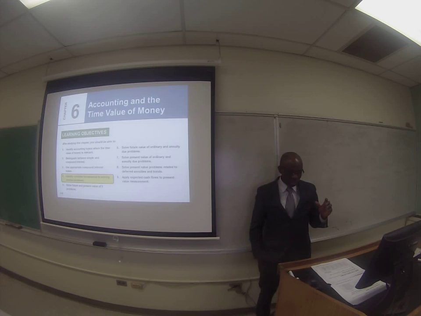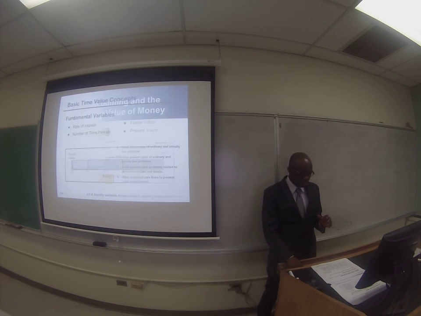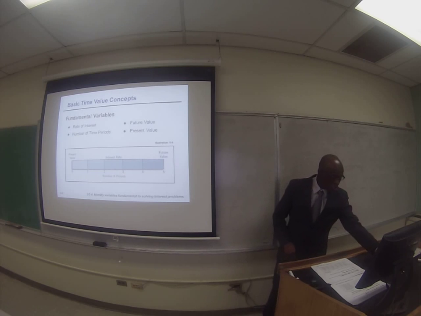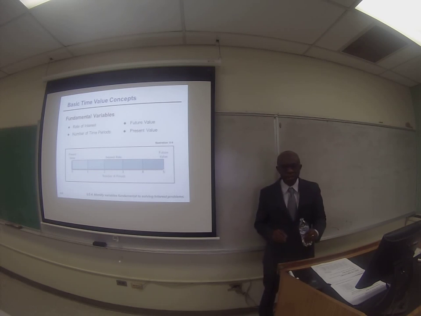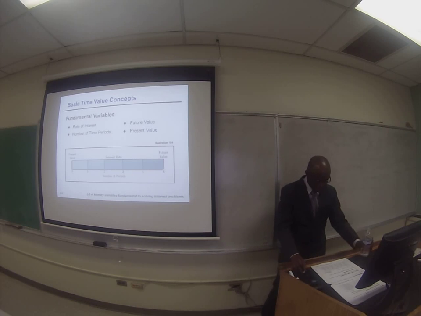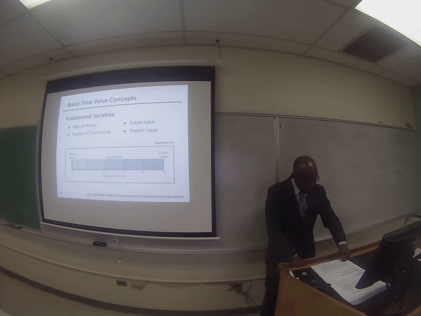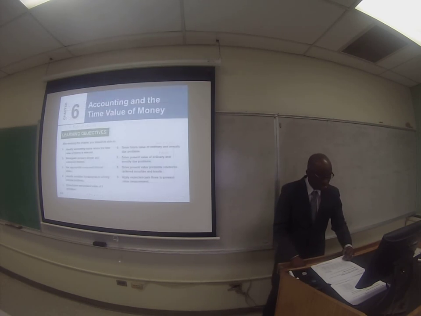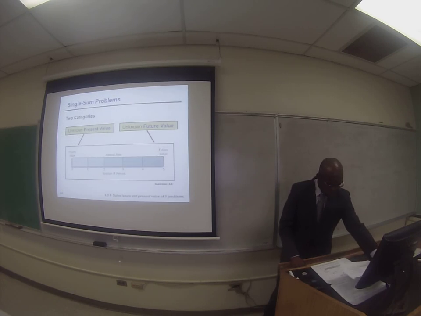Now, moving along, let's take a look at Objective 4. We are to identify variables fundamental to solving interest problems. So here are the basic variables that we need to know. Number one, rate of interest; number of time periods; future value; present value. So those are the 4 variables. Now, let's look at Objective 5, solve future and present value of 1.